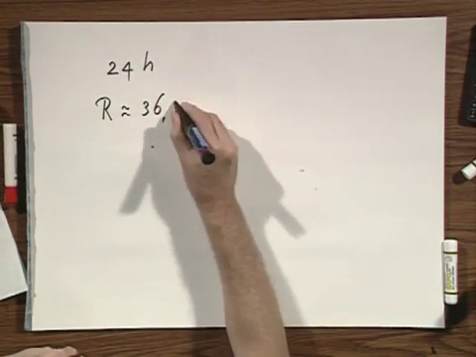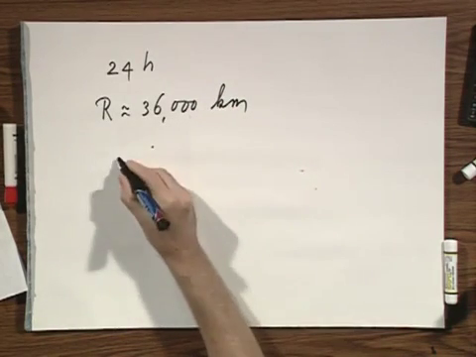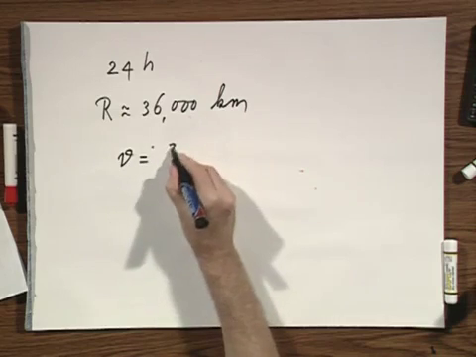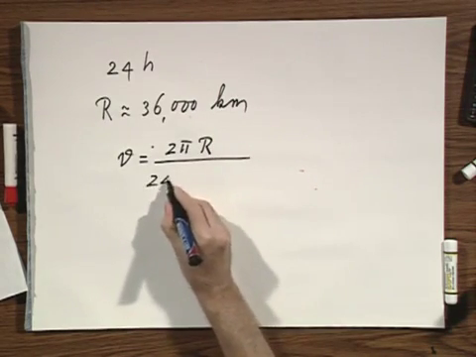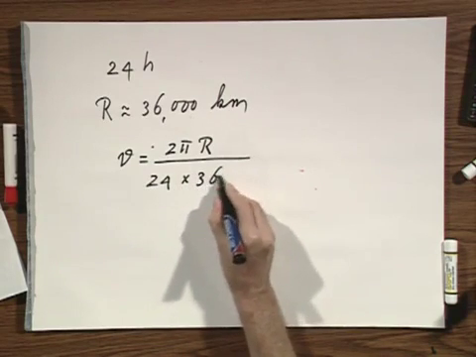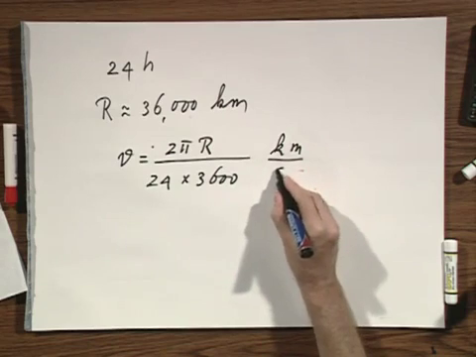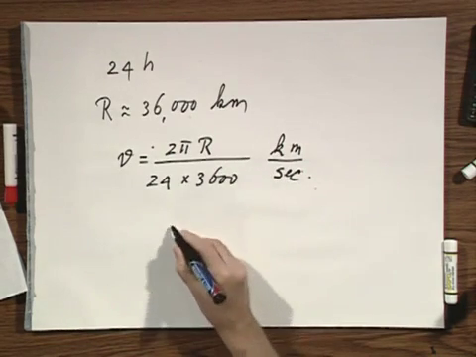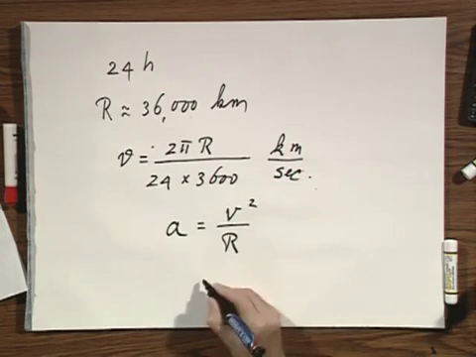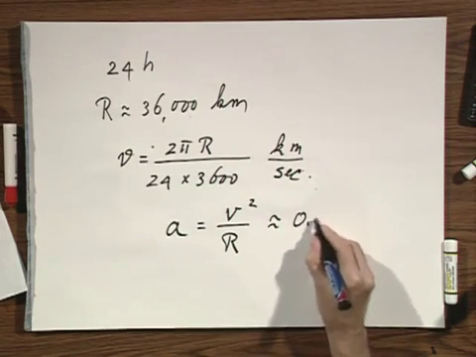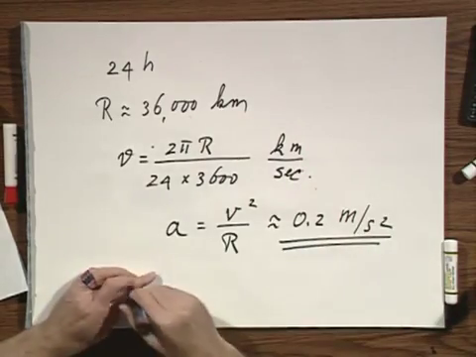There will be a time that you can calculate that if you have Newton's laws and Kepler's laws. So the velocity will be 2 pi r divided by 24 times 3600. That would be in kilometers per second. And so the centripetal acceleration, which is v squared divided by r, I think I found something like 0.2 meters per second squared, but you better check that.